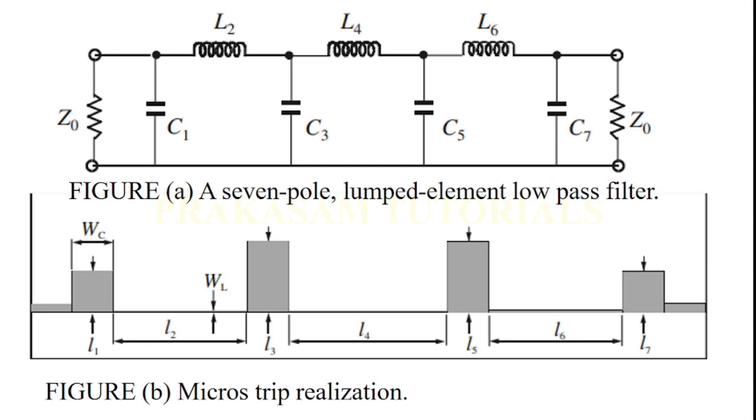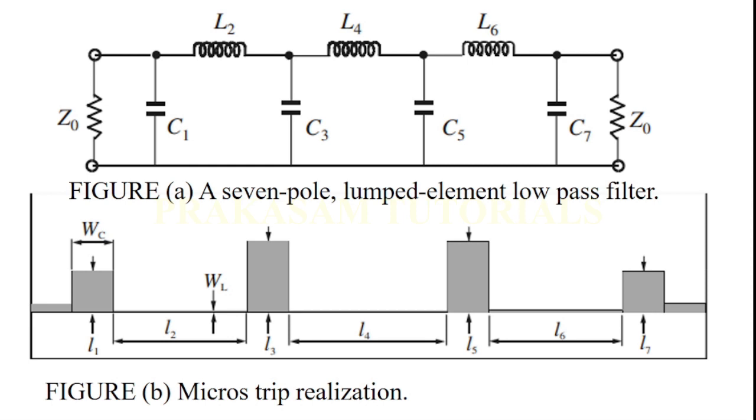In this video, I am going to design a 7-pole lumped element low pass filter at 1 GHz operating frequency using HFSS software. In my previous video, I have already designed a 3-pole lumped element low pass filter.